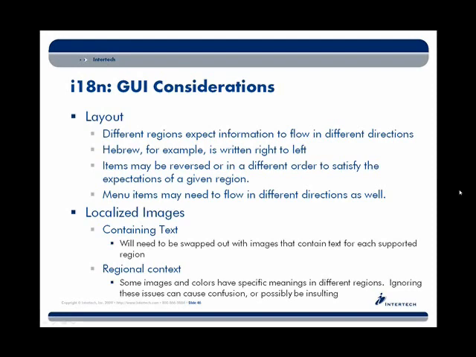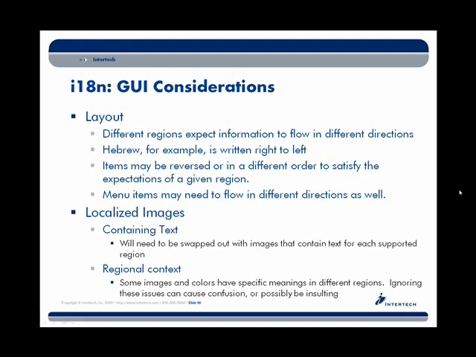Some other considerations, GUI. We have to think about our interface when we are going to be dealing with an internationalized application. Layout. Different regions are going to expect information to flow in different directions. For example, Hebrew is a language that's written right to left. So sometimes where we expect something to be on the left side, it may make more sense for another region to have that on the right side. So you'll want to consider how that layout is affected depending on the locale. Menu items are another thing that may need to flow in a different direction as well, depending on how the language is written, especially if the language is written from top to bottom instead of left to right, for example.